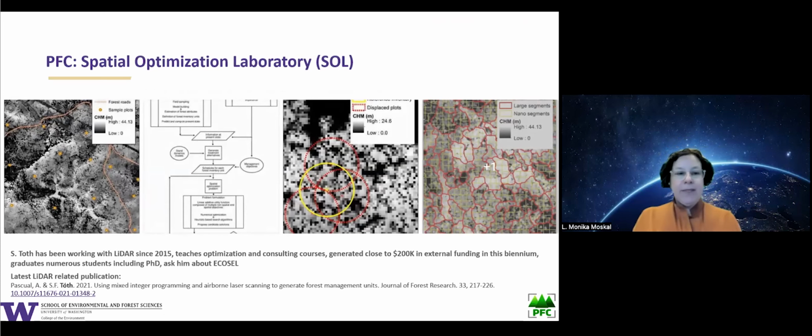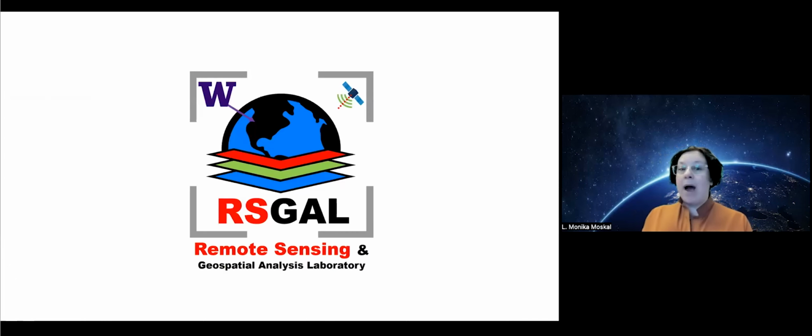Our spatial optimization lab, led by Dr. Shandor Toth, is also utilizing remote sensing to generate forest management units and really get at the specific structure information that we have in forests to drive optimization decisions, future decisions, decisions that tap into ecosystem services, one of them being carbon sequestration. And finally, my lab.